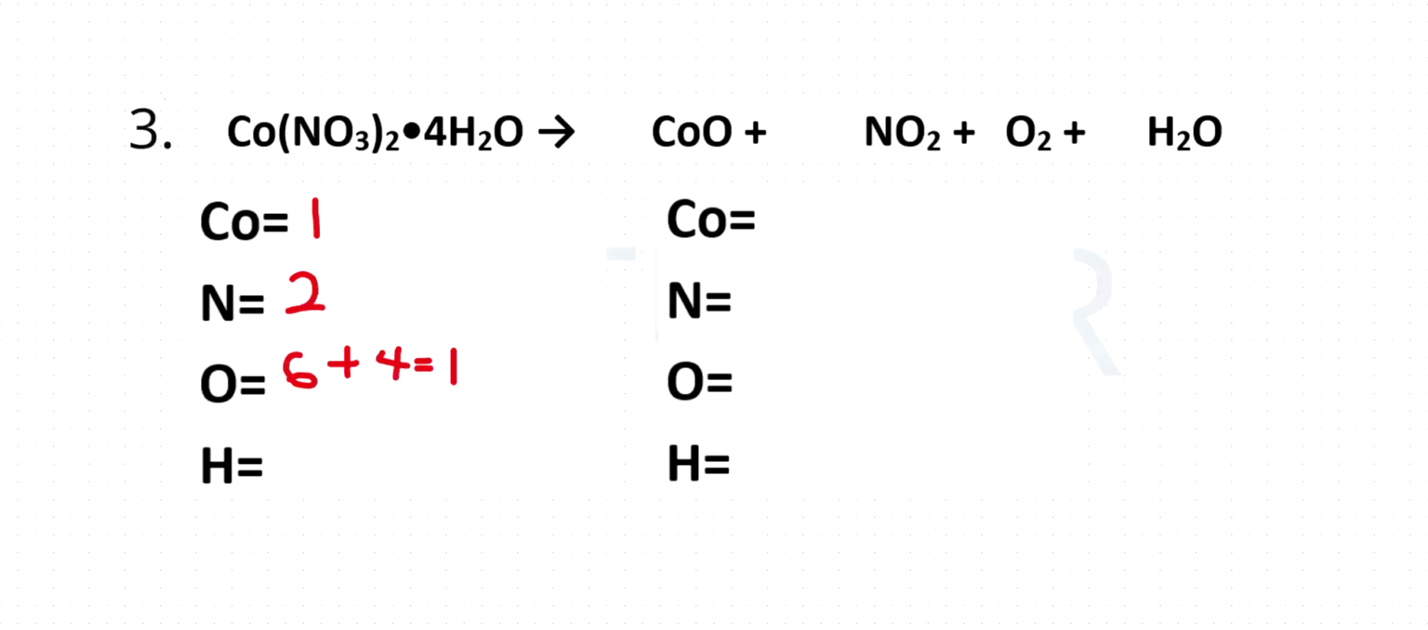Now what about hydrogen? 4 times 2. The 4 here, we use it to multiply the 2 that is here, that is 8. So altogether here we have 8 atoms of hydrogen.